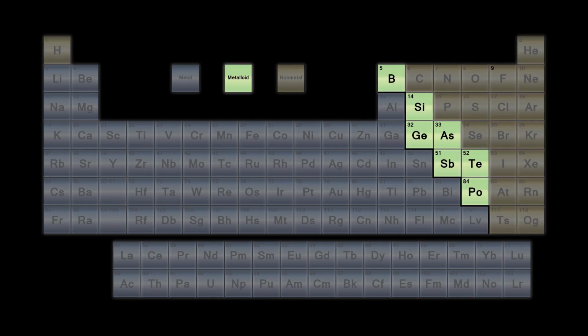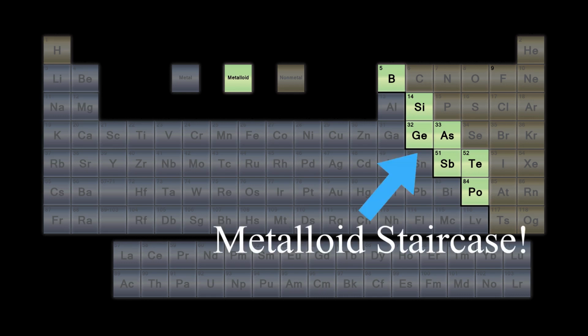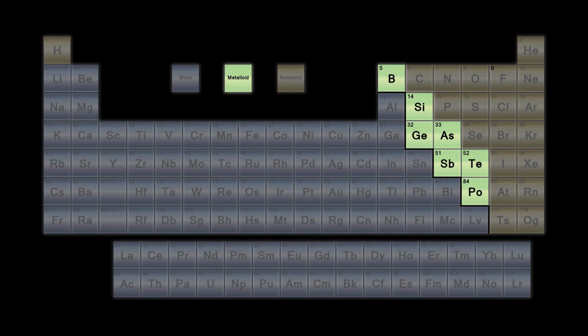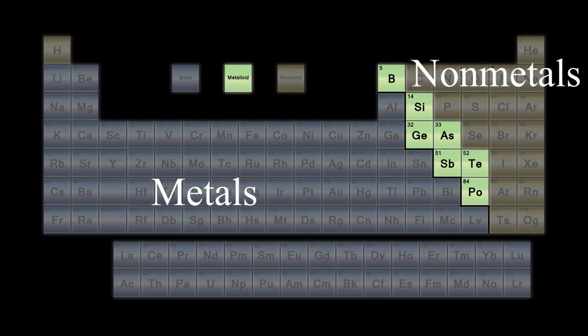Metalloids. This is where it gets tricky. At this part of the periodic table, we have this little metalloid staircase. Metalloids are in between metals and nonmetals. Being the border between the two groups, they share properties of both, but that's really all you need to know about them because they don't come up much.